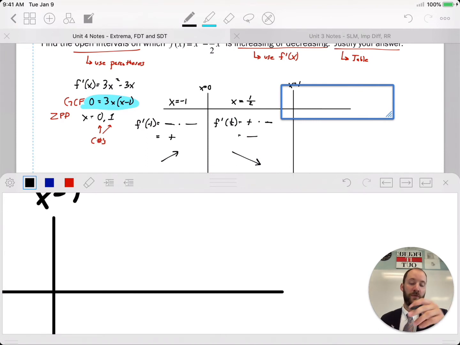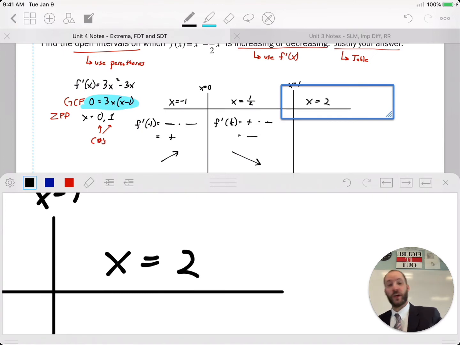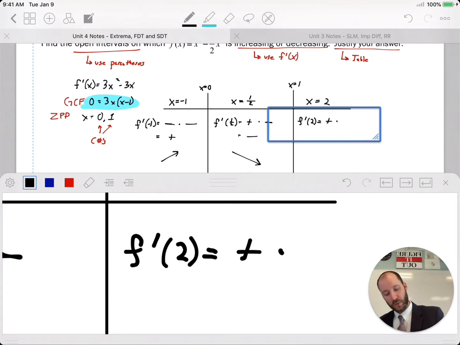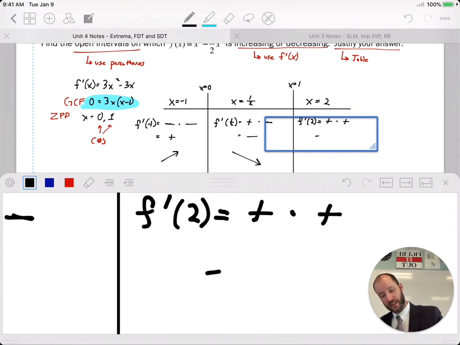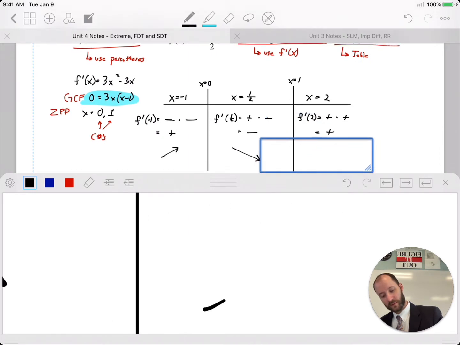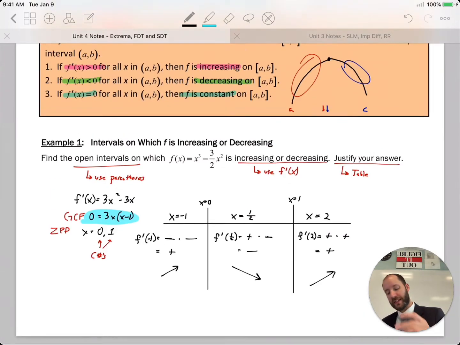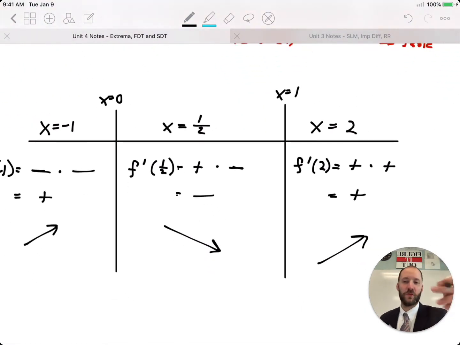Now do it again for a number greater than 1. But choosing these numbers, don't choose like 97. Nothing against 97, but it's easier to use 2, I think. So f prime of 2, plug that into the factored. So 3 times 2, positive. 2 minus 1, positive. So overall, that is a positive interval. That is increasing behavior.